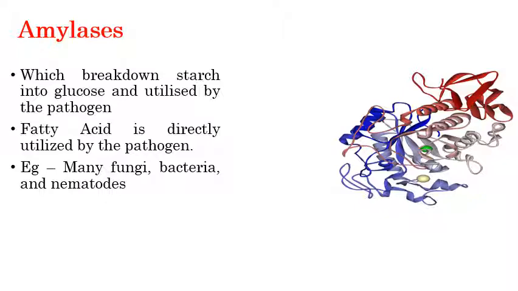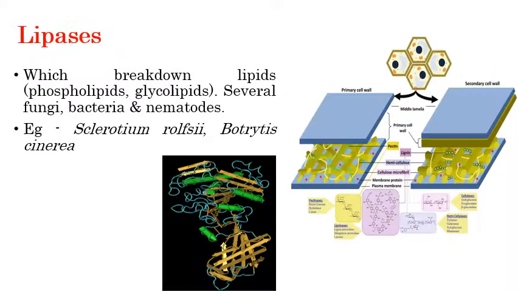Here amylase-type enzymes are produced by many plant pathogenic fungi, bacteria and nematodes. The last one is lipases. The lipases break down lipids like phospholipids or glycolipids. These are energy materials for plants also, so energy material can be stored in the form of lipids. It can break down the complex lipids into small molecules so that they can be utilized as energy sources for pathogens. It is produced by several types of fungi, bacteria and nematodes.